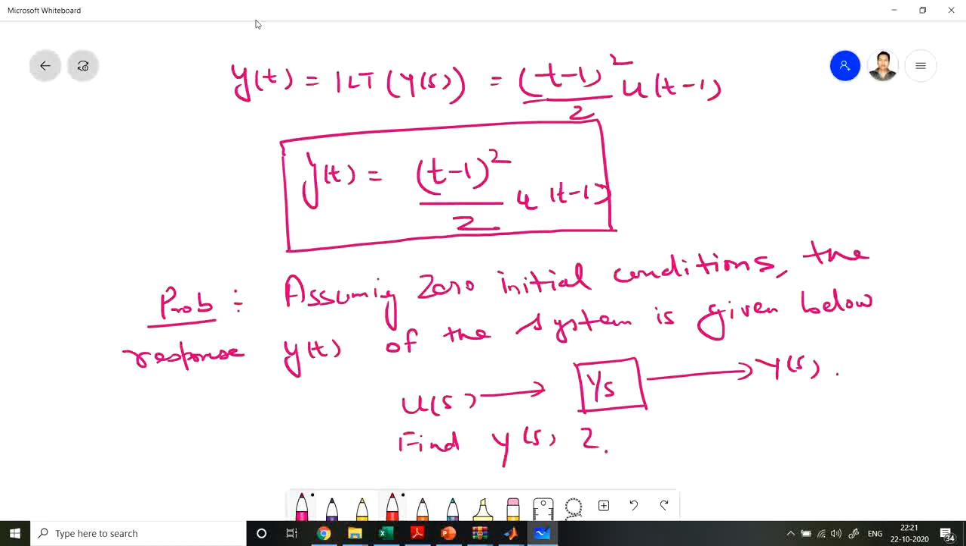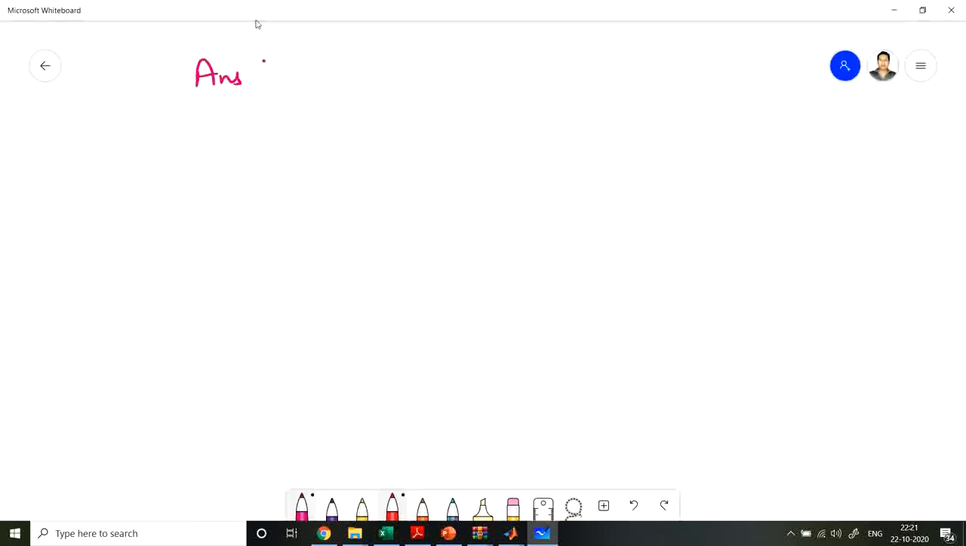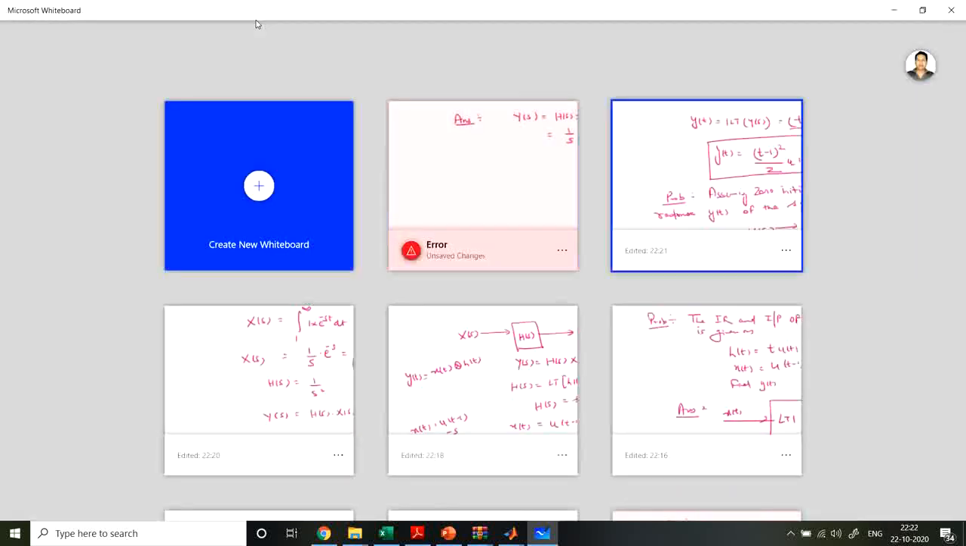So find Y(s). Assuming that initial conditions are 0, Y(s) equals H(s) multiplied by X(s). And what is H(s)? H(s) is 1 by s, and what is X(s)? X(s) is u(t), here I have written u(s). Okay, sorry for that, it is not u(s), it is u(t).